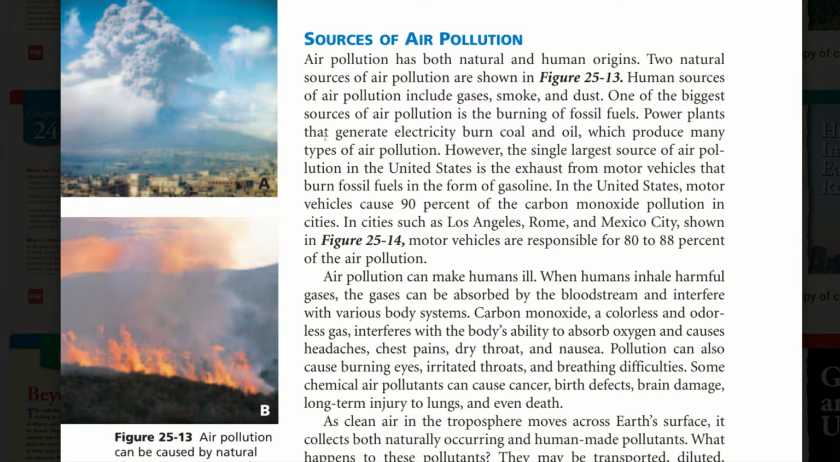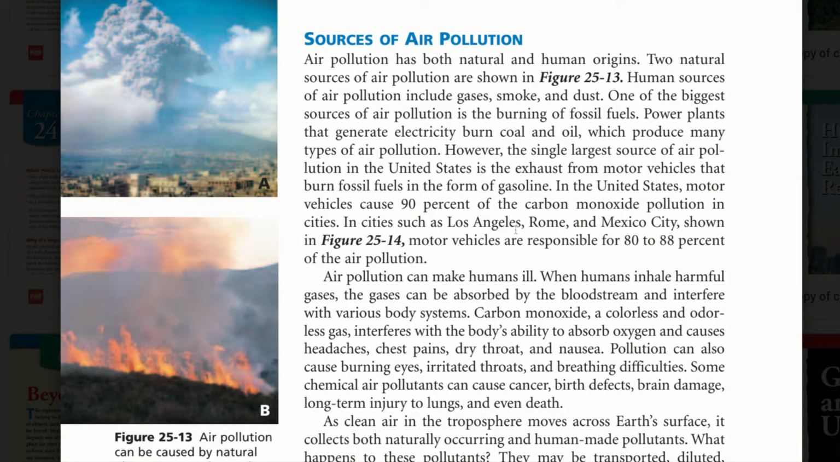Power plants that generate electricity burn coal and oil, which produce many types of air pollution. However, the single largest amount of air pollution in the United States is the exhaust from motor vehicles that burn fossil fuels in the form of gasoline. In the United States, motor vehicles cause 90% of the carbon monoxide pollution in cities.